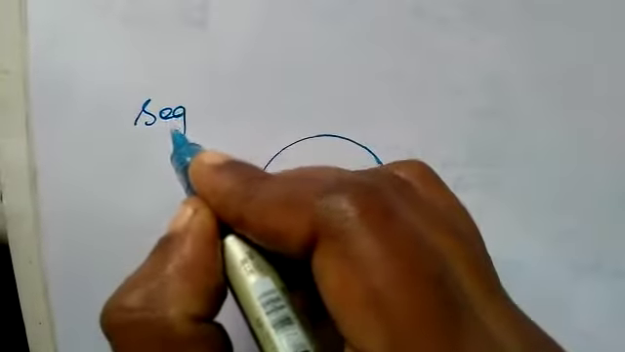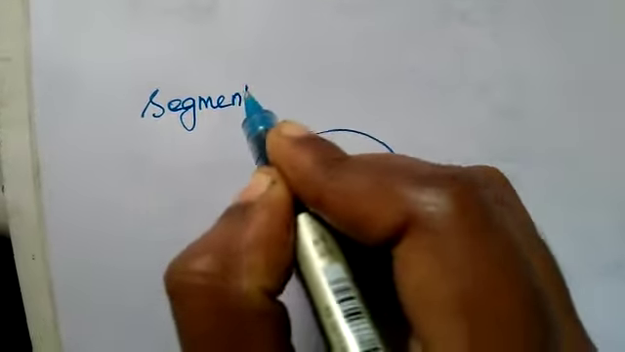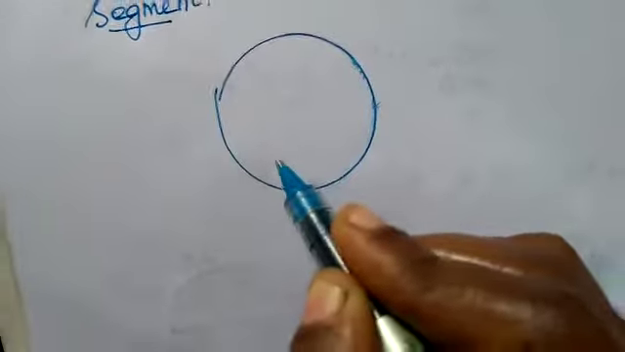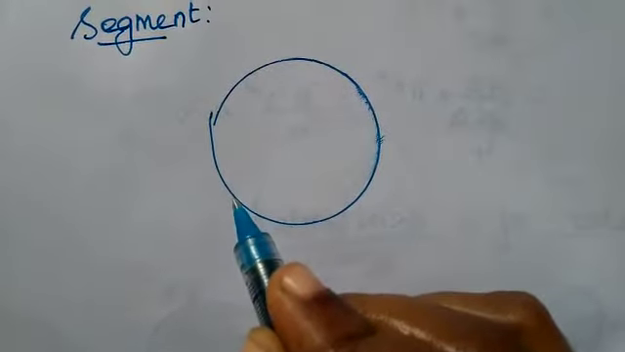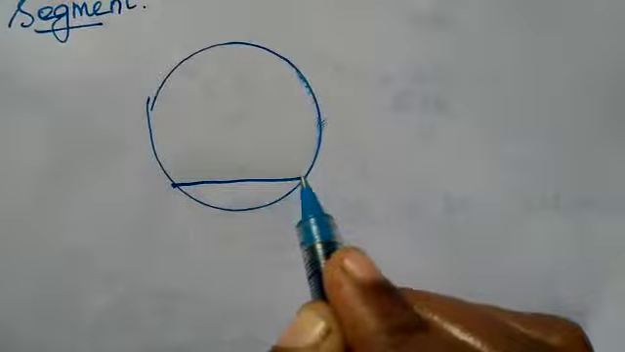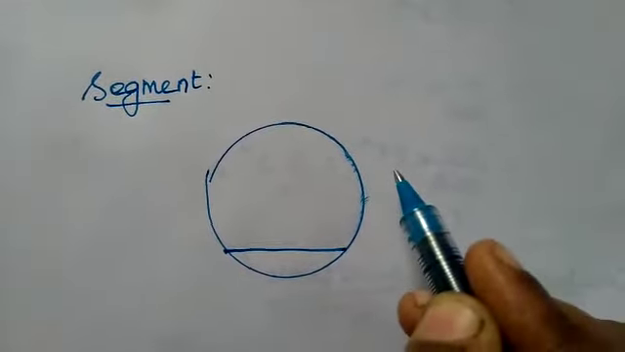Next we are going to learn segment. Each part of a circle which is divided by a chord. First draw a circle, then a chord. If you have any doubt, watch the video once again.